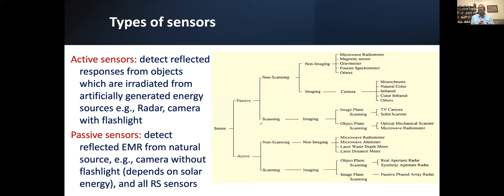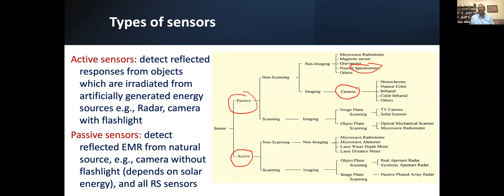Now, there's a very complex classification of these sensors as well. Passive and active sensors are two broad categories, which you can see here. But then there are many other types. There are scanning type, non-scanning type, imaging type, and non-imaging type. Imaging and non-imaging types mean that some sensors will create an image, which you can process. Some sensors will not create an image, but they will generate data. For example, a spectrometer will generate a spectral curve or data. They will generate some kind of gravity data, for example. Any kind of camera is an imaging sensor, because it will generate an image.